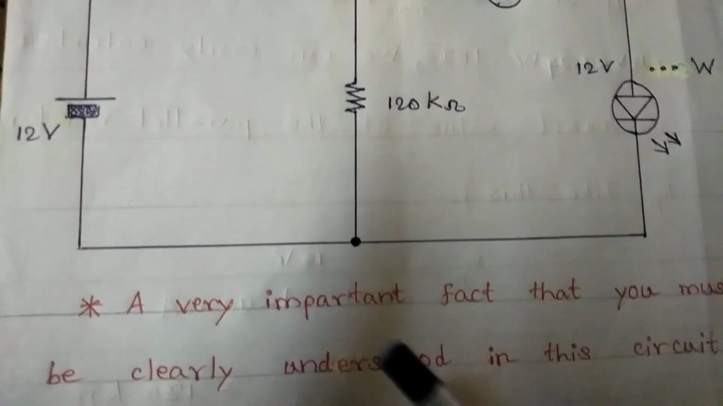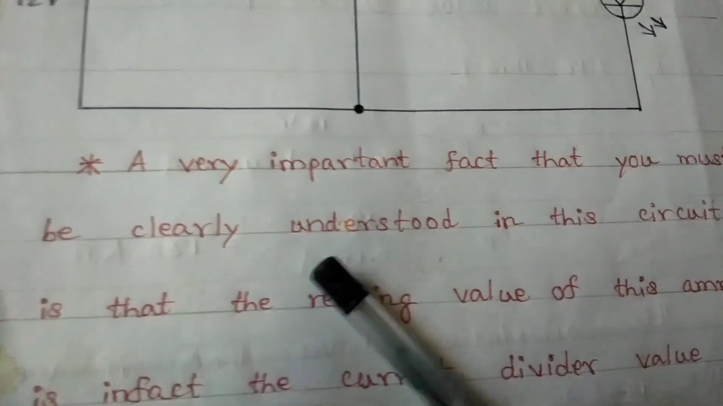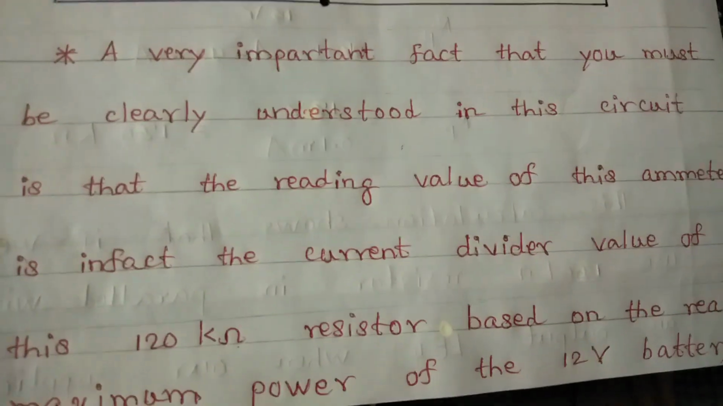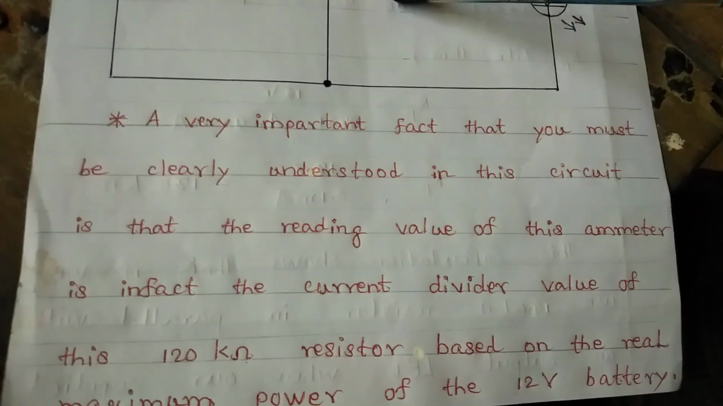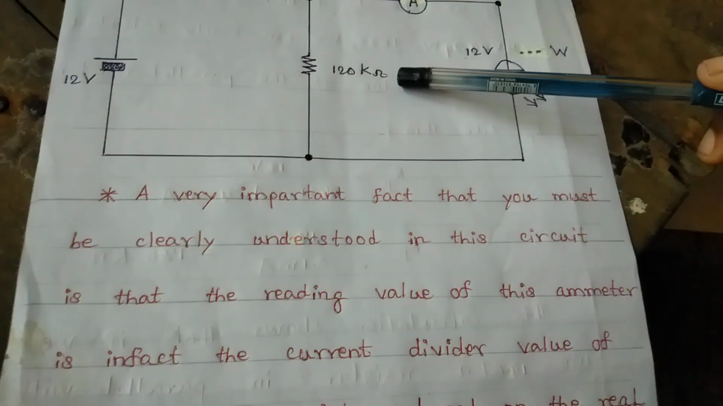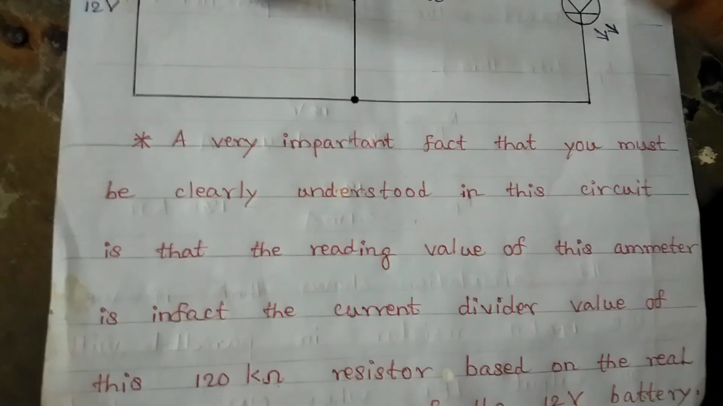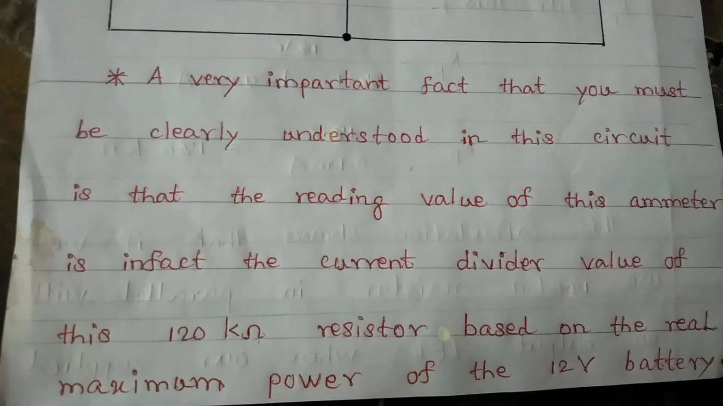And this is a very important fact that you must clearly understand in this circuit: the reading values of this ammeter emphasize the current divider values of this 120 kilo-ohm resistor based on the real maximum power of the 12 volt battery. Okay, and so you clearly understand.